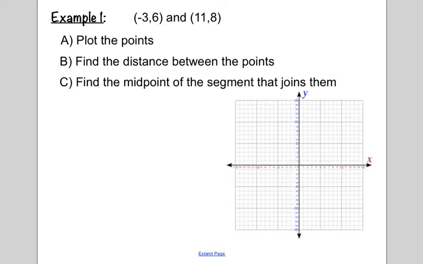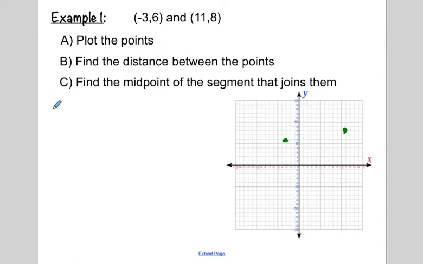Example 1. It says plot the points, find the distance between the points, and then find the midpoint of the segment that joins them. Okay, we can plot them and we can see what this looks like. It is not necessary to plot them, but if you visually like to do that, then you can. So let's plot them. So we have -3, 6. And then I would have 11, 8. There you go. And we're trying to find this distance here. So then you could count out and make a triangle.